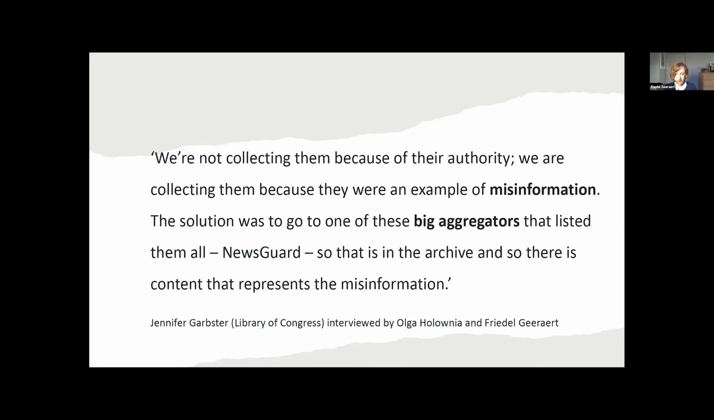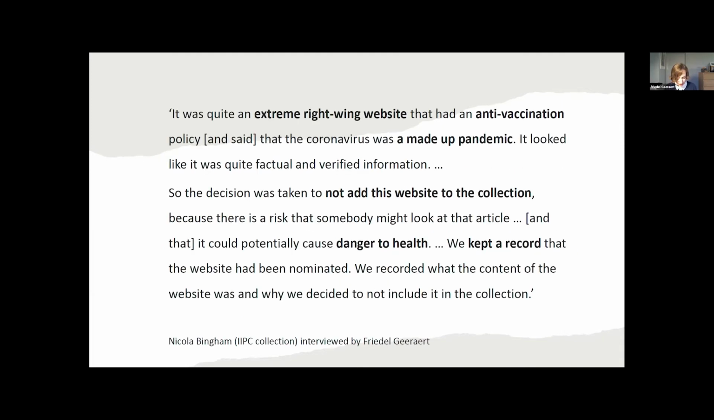In the IPC collection, there was one specific case of a website that stated that COVID-19 was a made-up pandemic, and that also had a strong anti-vaccination policy. So the curators of the IPC collection did not want to filter information, but on the other hand, they also did not want to include information that could prove to be dangerous to health.